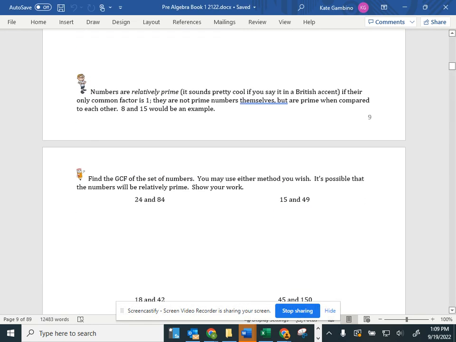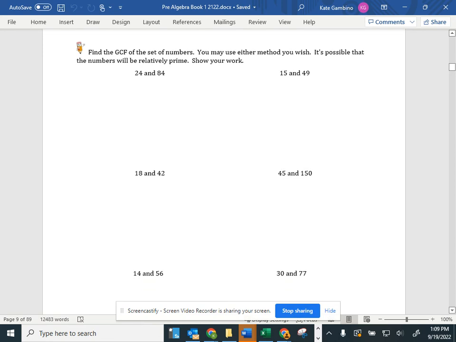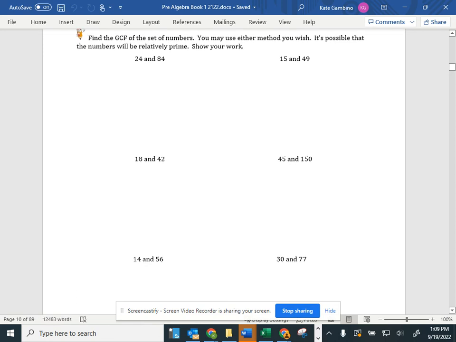So our second page, this is your work page. Find the GCF of the set of numbers. You may use either method you wish. It's possible that the numbers will be relatively prime.